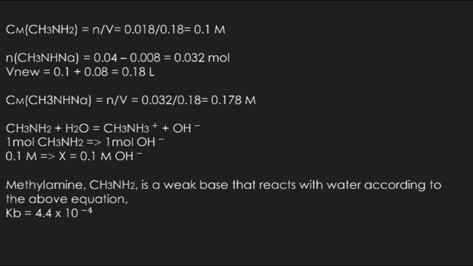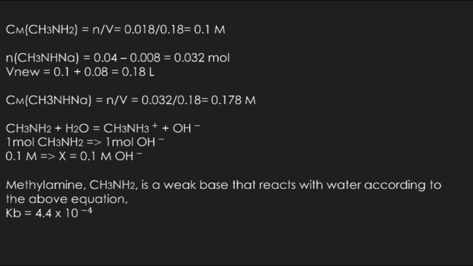And for N of CH3NHNa, it is equal to 0.04 minus 0.008, which is equal to 0.032 mole. And the new volume is 0.1 plus 0.08, which is equal to 0.18 L. Next, find the M for CH3NHNa, which is equal to N divided by volume, that is 0.032 divided by 0.18, which is equal to 0.178 M.